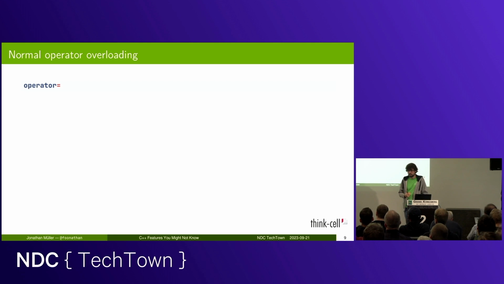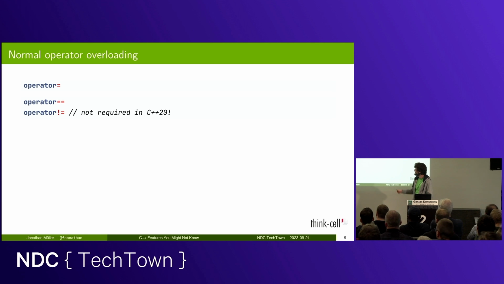Operators can be overloaded. And normally you will overload operators like assignment or comparison. Note that since C++20, we don't need to overload not equals ever again, because it is implicit. The compiler will just do the rewrite for you. This is my favorite feature of C++20. Just stop writing operator not equals, just great.